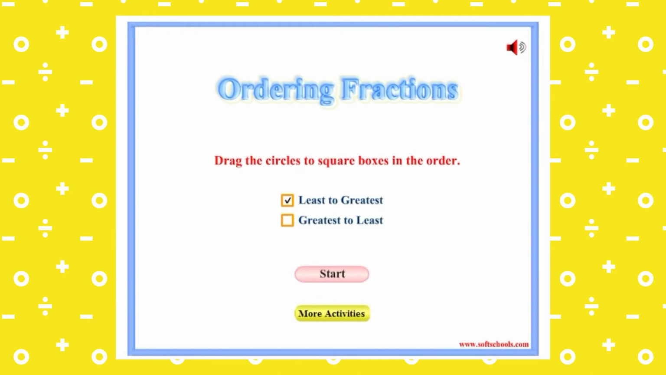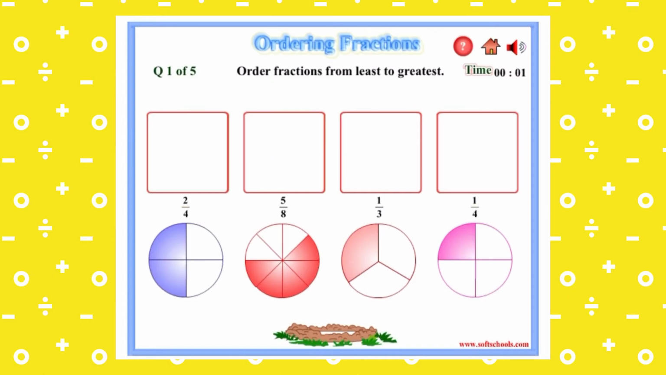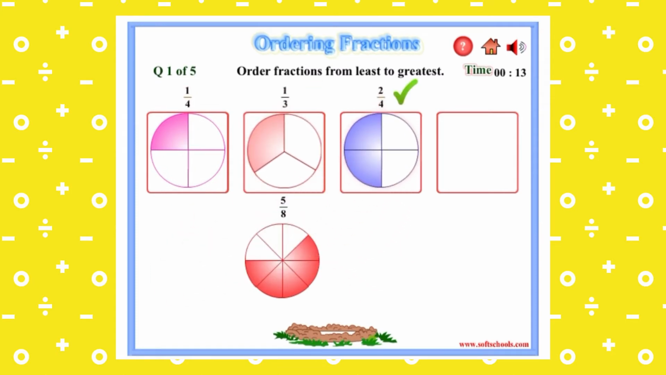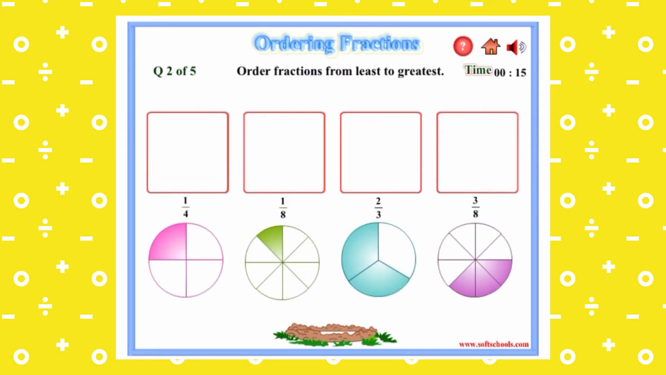In the game, students select whether they want to order fractions from least to greatest or from greatest to least, and then are provided with 4 fractions, both numerically and pictorially represented, which they then must drag and drop to place in their correct order. There are 5 rounds, and the total time taken to complete is measured. The game uses both unit and non-unit fractions.